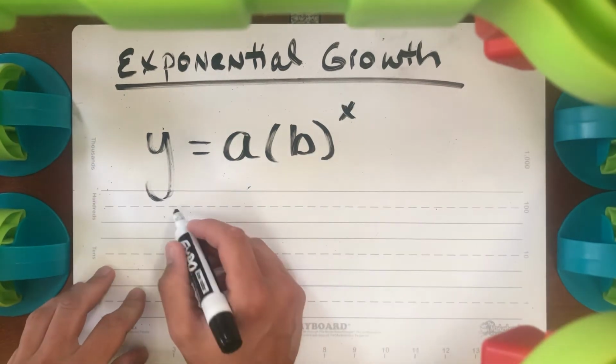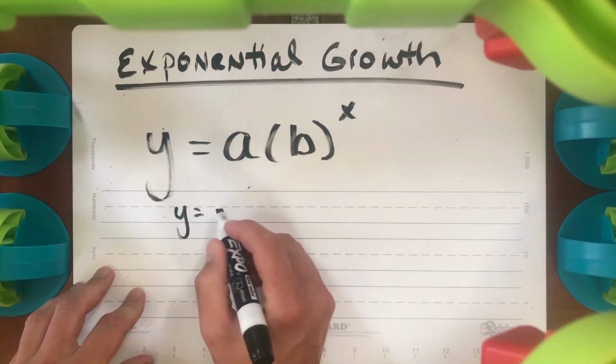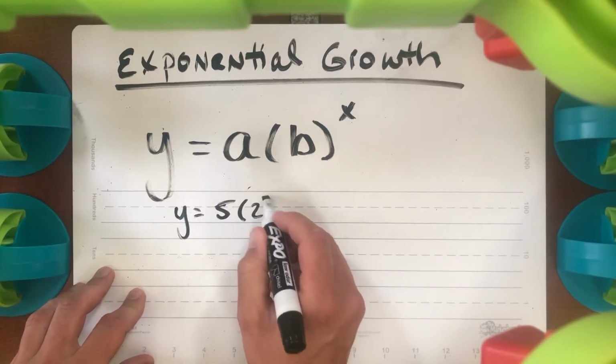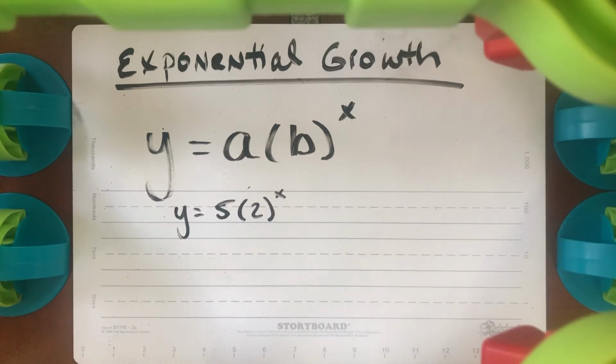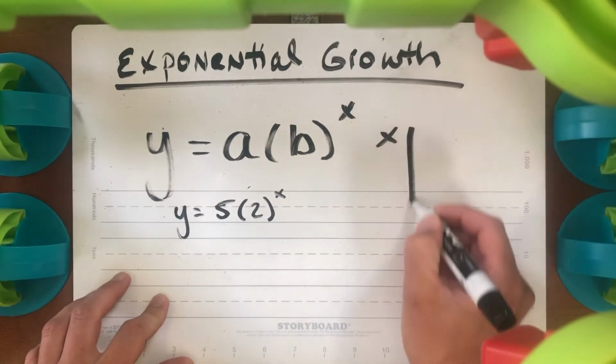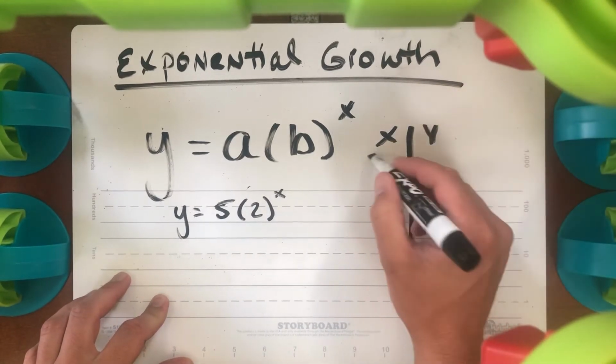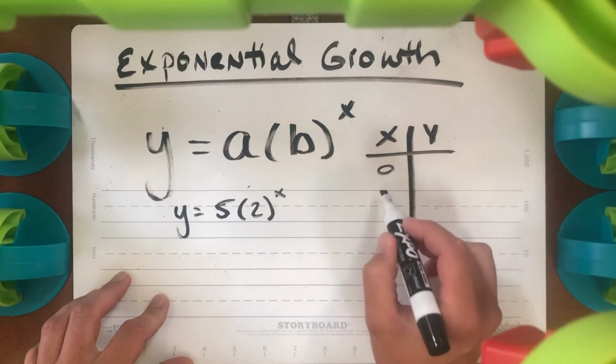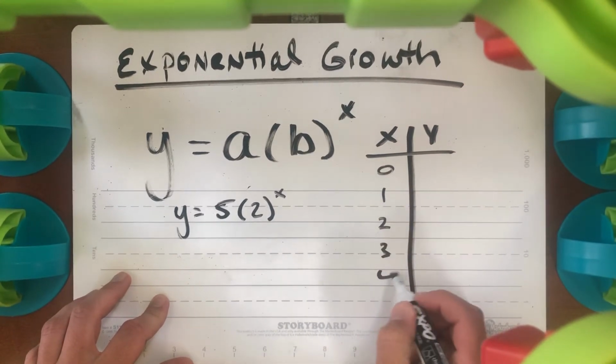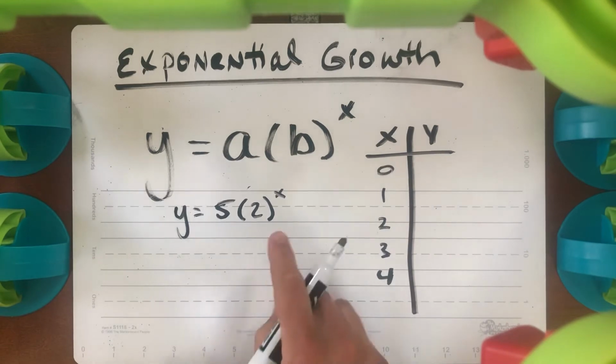Let's take a look at a very specific one. Let's do 5 times 2 raised to the x power. So in this table, what we would find is our x values, we would find our y values, and I just gave us some values to work off of, so we could work through this. So the first one is 0.